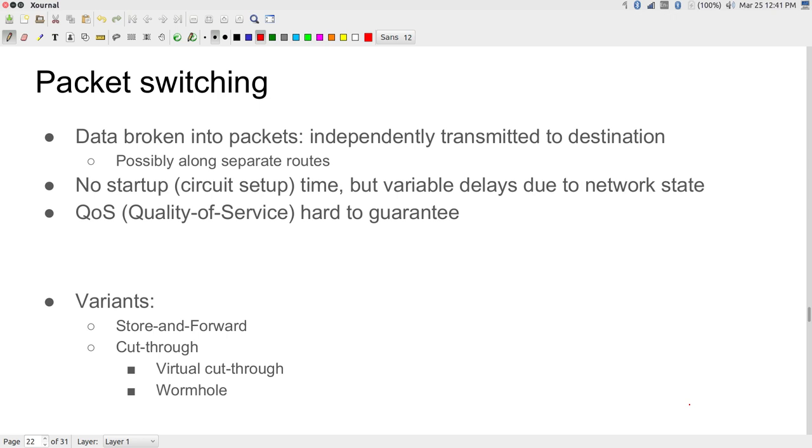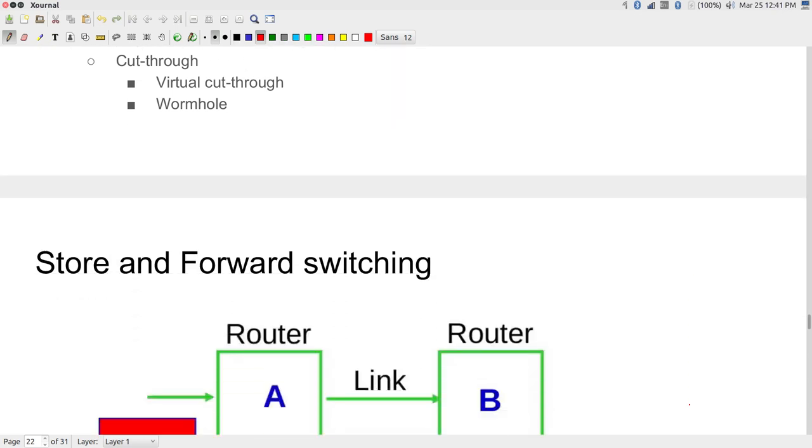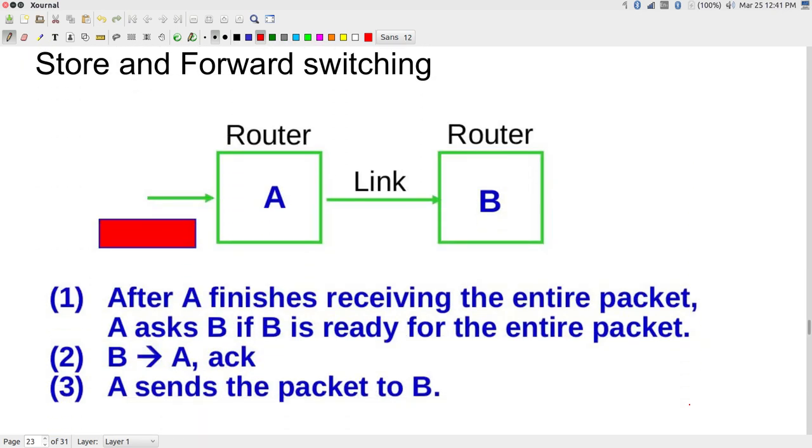A circuit switched connection guarantees a quality of service. It means that all links over there are now dedicated to your communication. Nothing else is going to happen. Whereas over here, each packet is handled independently. Okay? There are a few variants of packet switching. One of them is called store and forward switching.